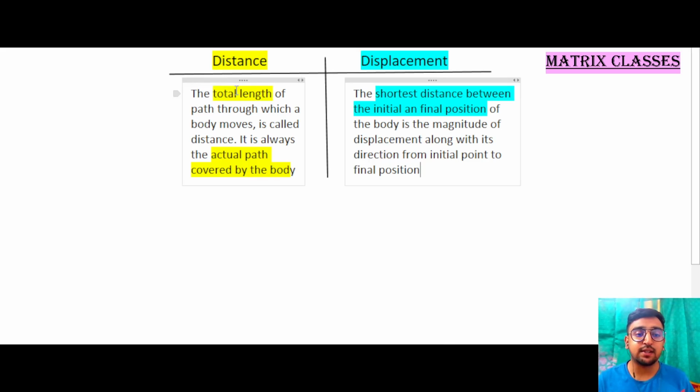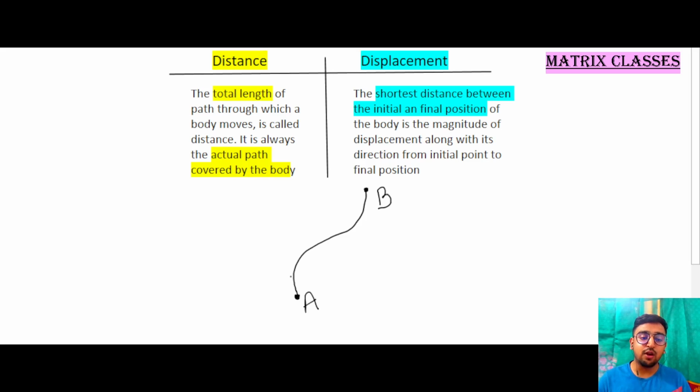It says that distance is the total length of the path through which a body moves, and it is called the actual path covered by the body. Suppose I draw a figure, you will understand it better. Suppose the route is like this. The initial point from where you start is A, and the final position where you end your journey is B. Then the total length is called the distance.